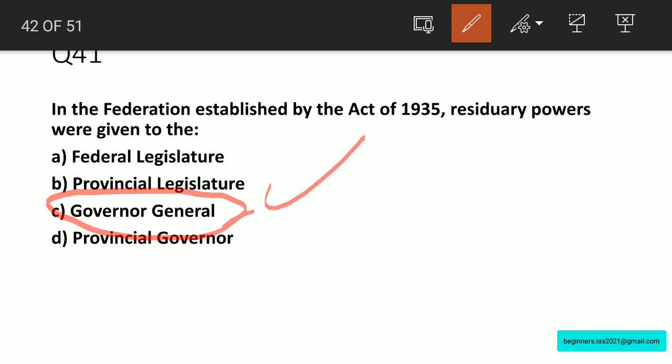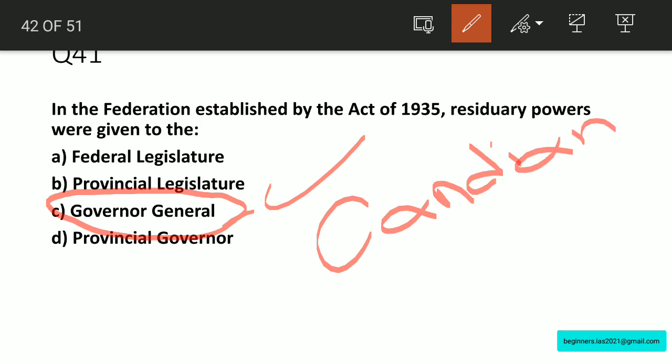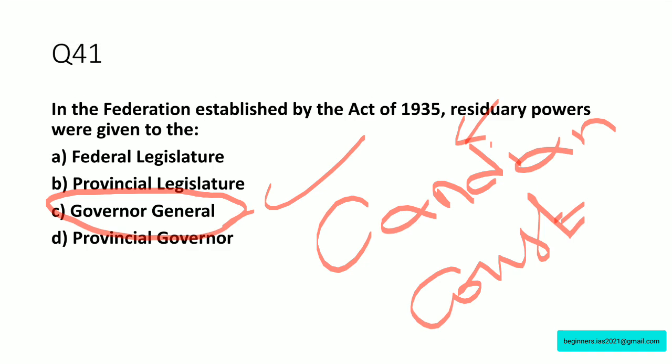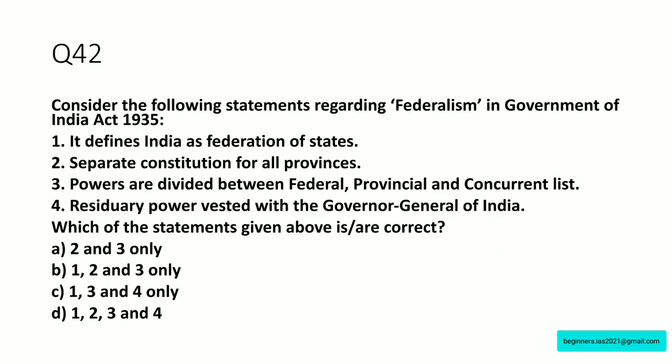And this feature of vesting the residue powers in the center is borrowed from the Canadian Constitution. Kindly note down, this is borrowed from the Canadian Constitution. That is very important. The residue power is borrowed from the Canadian Constitution. So let us move on with the next question.